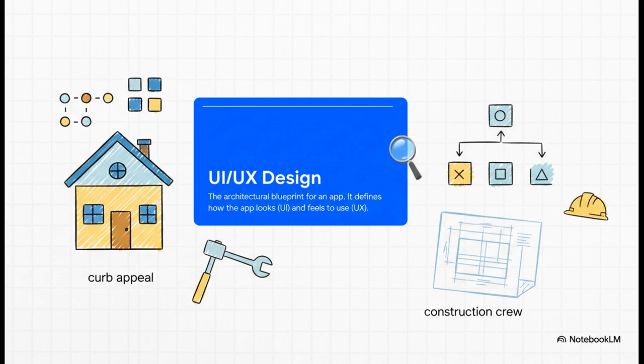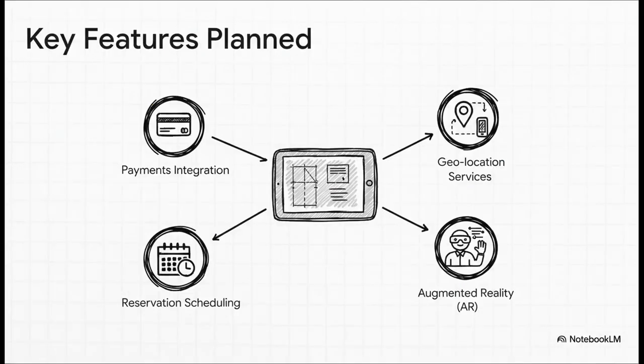Then you have UX, or user experience. That's the flow. How easy is it to get from the kitchen to the living room? Is the layout intuitive? Together, UI and UX form the complete architectural blueprint for our developers, who are basically our construction crew. And this blueprint is where all the cool features get planned out. Is this app going to need to handle secure payments? Will it use your phone's location to find things nearby? Maybe it needs to connect with smart devices through IoT or include an AI chatbot for customer support. All these core functions, they're mapped out right here in the design stage.